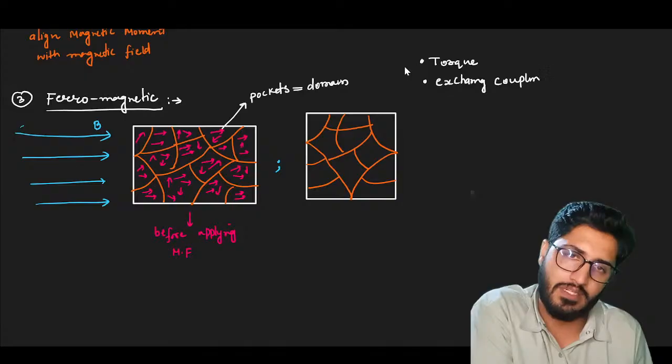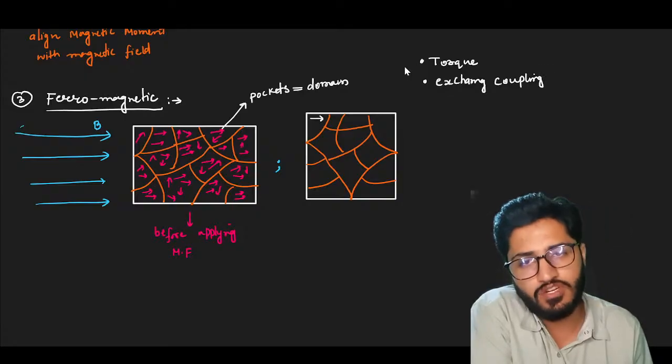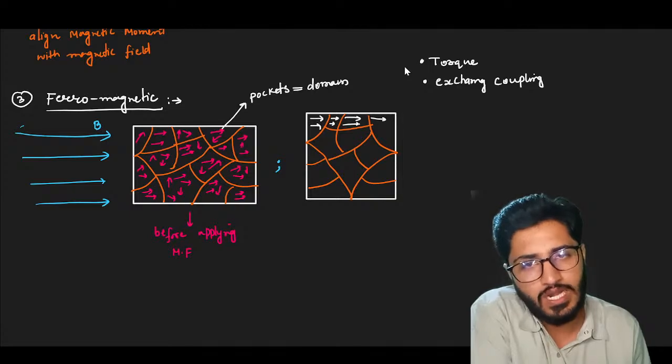Exchange coupling means, let us suppose this one is coming into orientation with the magnetic field. It tries to bring the second one, the second tries to bring the third one, the third with the fourth one. They are helping each other to align different magnetic moments with the magnetic field. This process is known as exchange coupling.